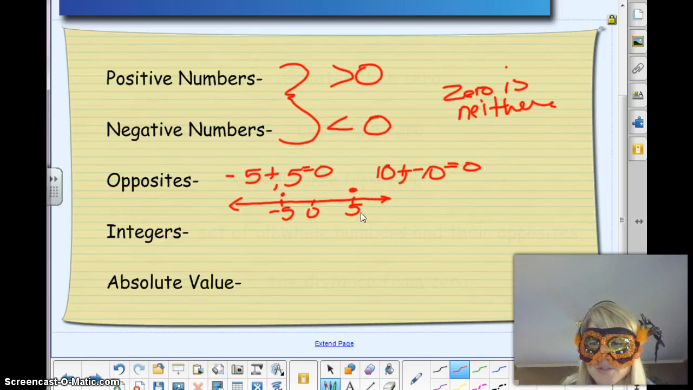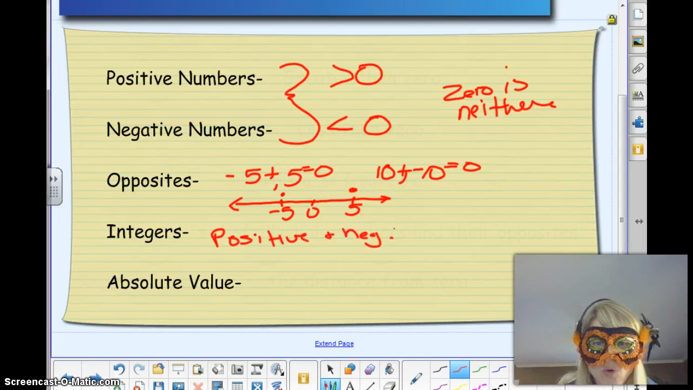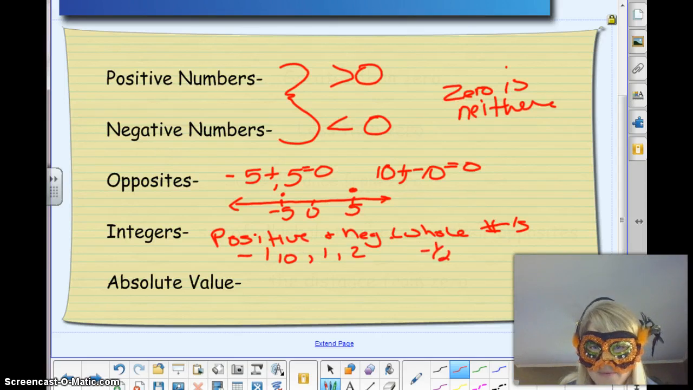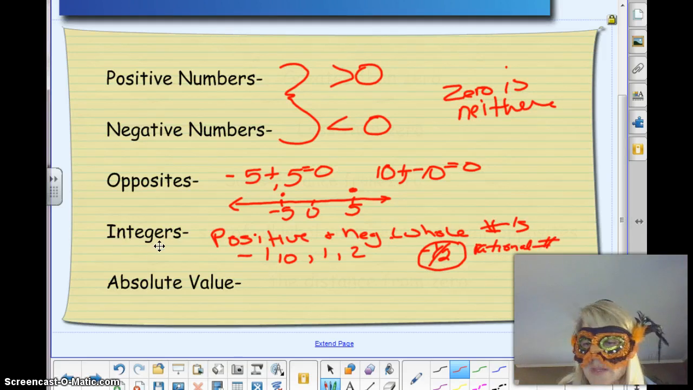Okay? Integers, most people forget, are positive and negative whole numbers. So you could have negative 1, 0, 1, and 2, and so on. But if I put negative 1/2, that is not considered an integer. This is called a rational number. Okay? So something that most people forget is integers have to be of whole value. They can't be a decimal, they can't be a fraction, they need to be a whole value.